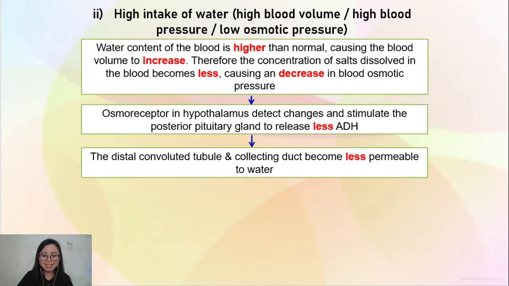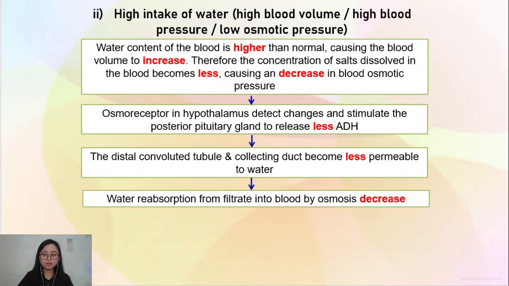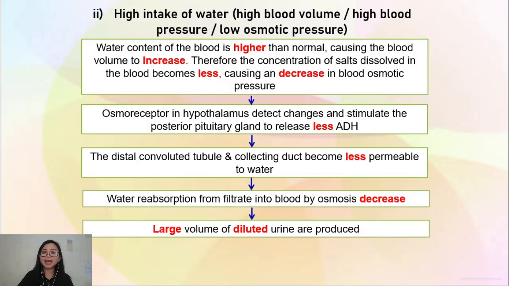What happens when there is less ADH is the distal convoluted tubule and collecting duct become less permeable to water. Susah sikit sudah untuk air limpas membrane, distal convoluted tubule and collecting duct. So water reabsorption from the filtrate into blood by osmosis decrease. Water reabsorption kurang. And large volume of diluted urine are produced. Kencing kita semakin banyak dan semakin cair.